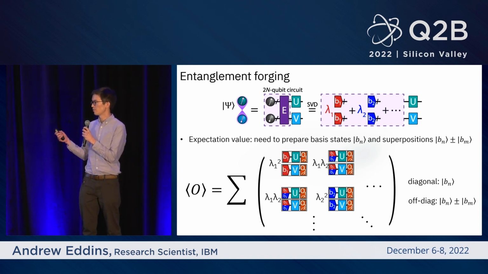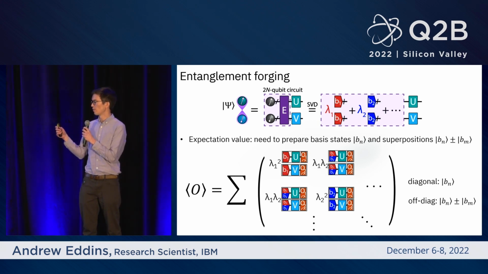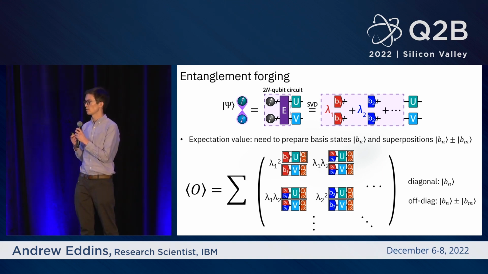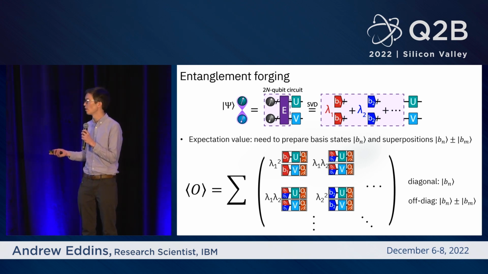These terms involve circuits, so grouped items are multiplied together, where the elements along the diagonal contain circuits where we first initialize a register in one of the bit string states, B1, B2, apply our local operations U or V, and then measure the part of the observable acting on that part of the system, supposing O can be written as O1 tensor O2. The off-diagonal elements are similar, but instead of preparing these basis states, we're preparing superpositions of pairs of these states, so B1 plus B2 or B1 minus B2.